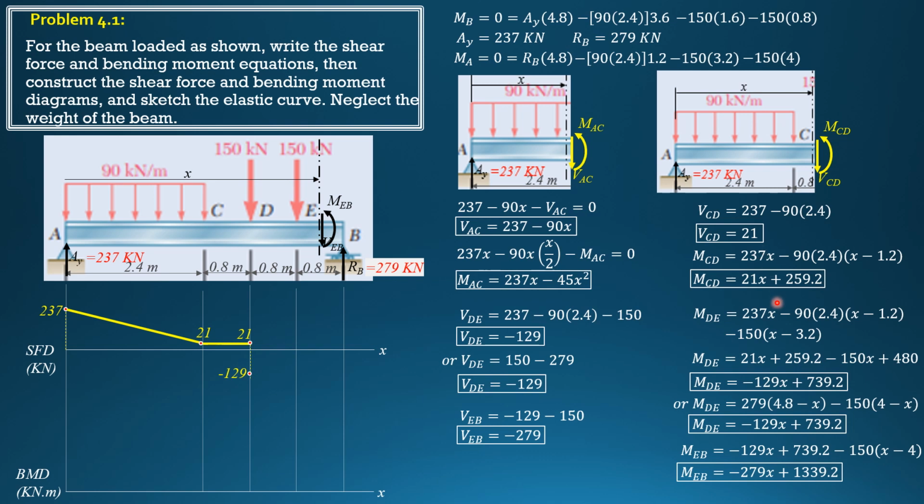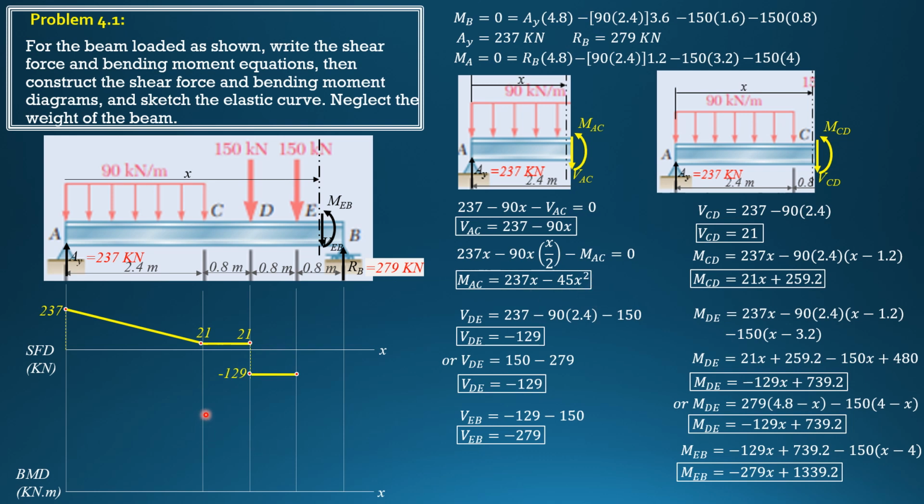Next, for moment AC, when x is 0, the moment is 0, so it begins with a value of 0. Then when x is 2.4 for segment AC, 237 times 2.4 minus 4.5 times 2.4 squared. The value is 309.6. Use your calculator: 237 times 2.4 minus 4.5 times 2.4 squared.